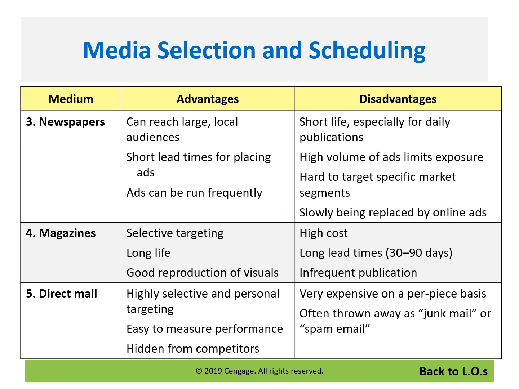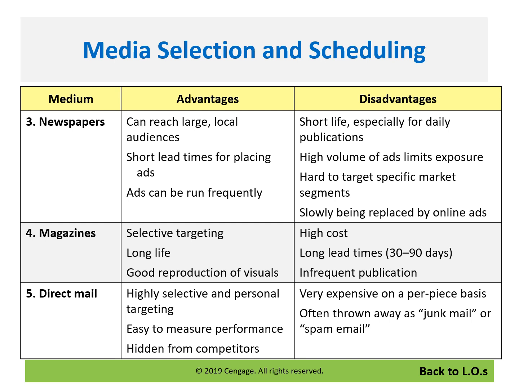Number three is newspapers. These media can reach large local audiences and there are short lead times for placing ads. Ads can also be run frequently through different issues of the newspaper. However, this has a short life, especially for daily publications. High volumes of ads limit exposure and it is hard to target specific market segments, and this has been slowly being replaced by online ads. Next, we have magazines.